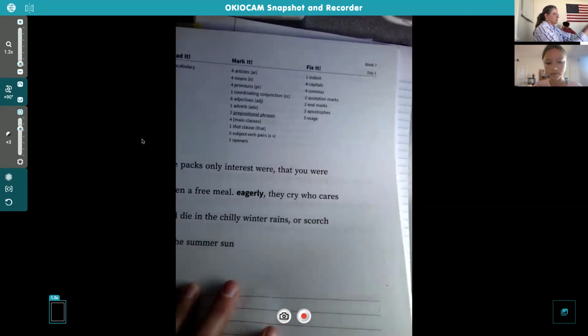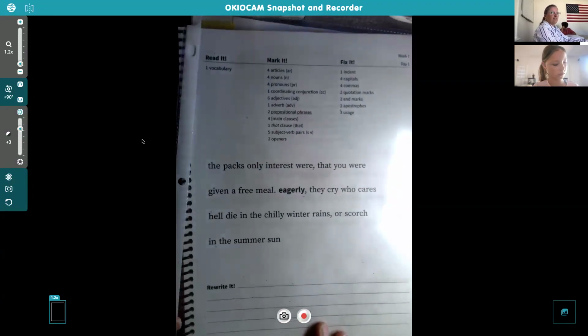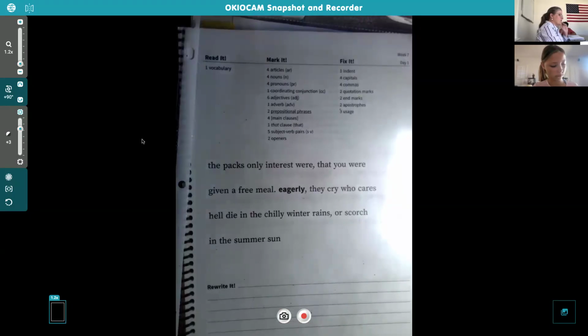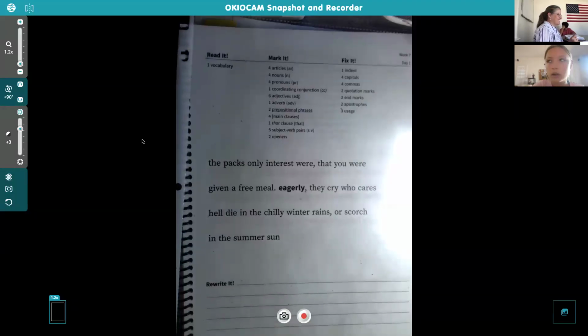The pack's only interests were that you were given a free meal. Eagerly they cried, "Who cares? He'll die in the chilly winter rains or scorch in the summer sun.